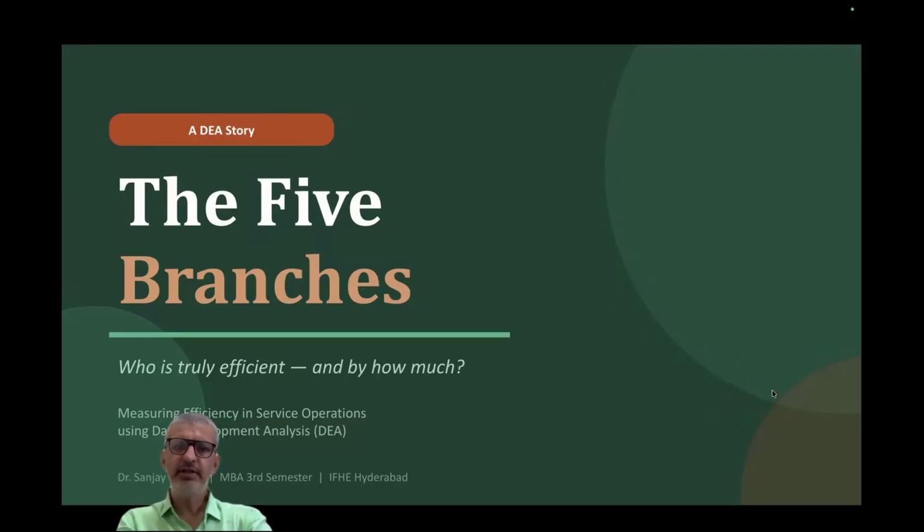Now, what is DEA used for? DEA, data envelopment analysis, is used to find out which of the options are truly efficient. So in this case, we are talking about a bank which has five different branches, and we have data on the inputs and outputs. Out of these five branches, which are the efficient branches? So that's what we are trying to find out. Let's get ahead.